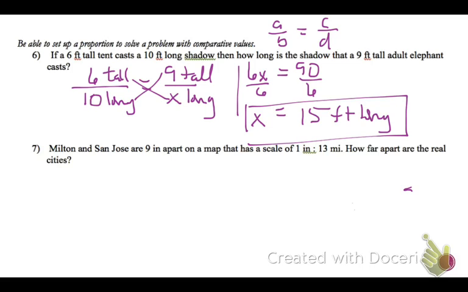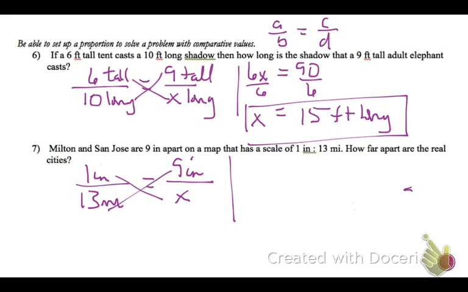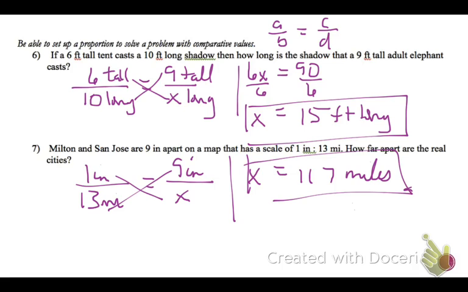Now look at the next one. Milton and San Jose are 9 inches apart on a map that has a scale that for every 1 inch, that counts for 13 miles. How far apart are the real cities? So if they are 9 inches on the map, then we want to know how many miles, so we can set up our proportion. So 1 times x is x. 13 times 9, I believe, is 117. Yes, and that would be 117 miles.